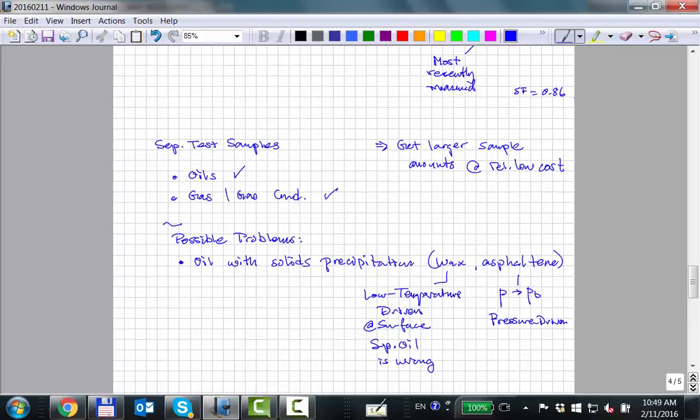For example, if we are taking the sample and the bottom hole fluid pressure is below the saturation pressure, so the sample that we take is not representative, should we use that sample for PVT?